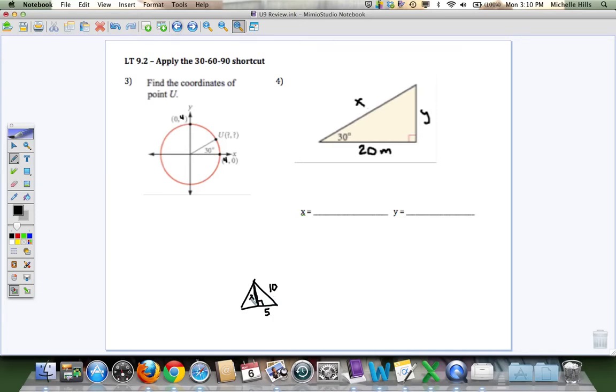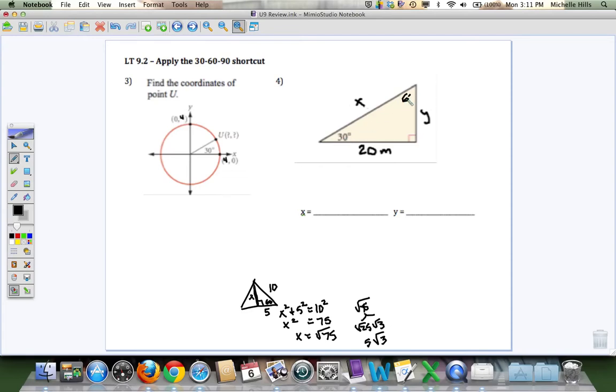Well, I don't know the altitude. So, leg squared plus leg squared equals hypotenuse squared. So I get x squared equals 100 minus 25, which is 75. X is the square root of 75, but then 75 has a perfect square in it. That's like the square root of 25 times the square root of 3, which is 5 times the square root of 3. What this tells me is that the long leg, the leg opposite the 60-degree angle in the 30, 60, 90 triangle, is the short leg times the square root of 3.